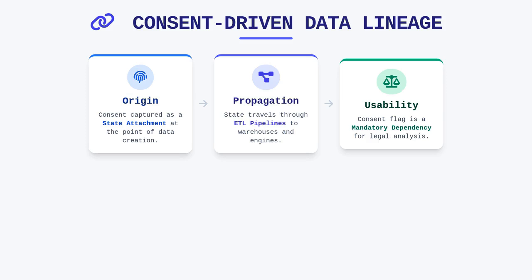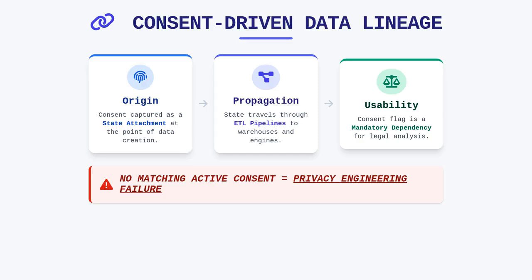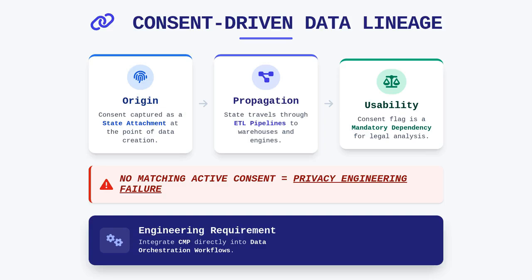If we cannot prove that the data being analyzed has the matching active consent status, we have effectively failed our privacy engineering obligation. This requires integrating your consent management platform directly into your data orchestration workflows so that lineage is automatically updated whenever consent is withdrawn or modified by the user.